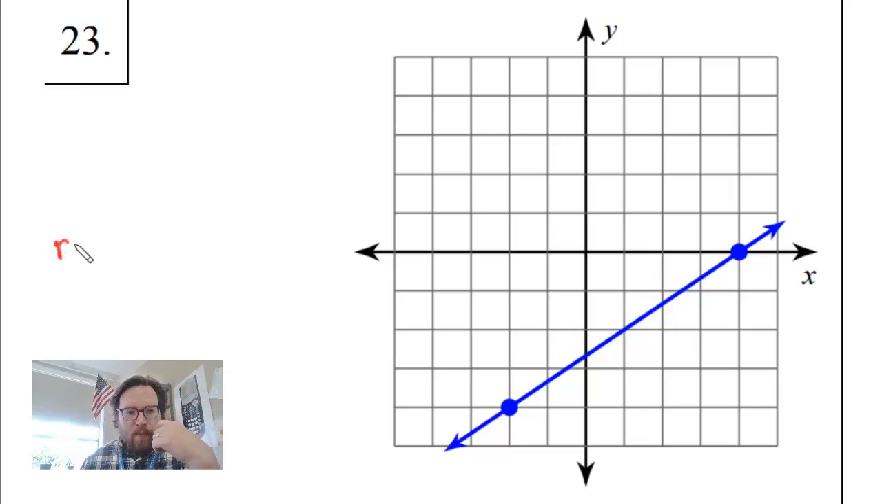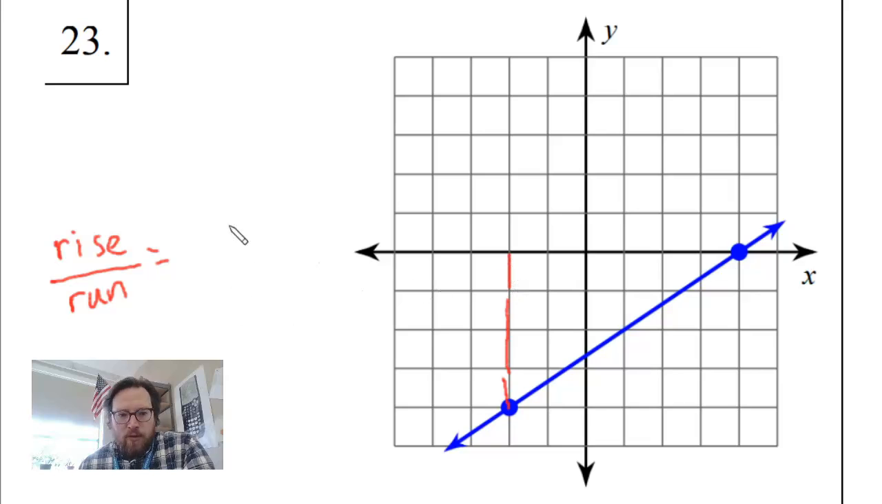So I'm going to start with this point here. Start with the point on the left. I go up 1, 2, 3, 4. So the rise is 4. And then the run is 1, 2, 3, 4, 5, 6. And the run is 6.